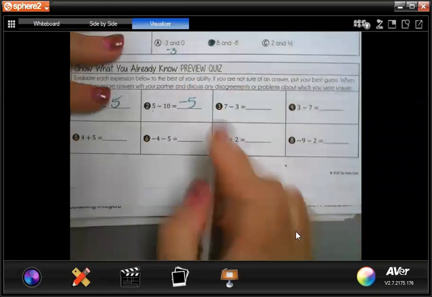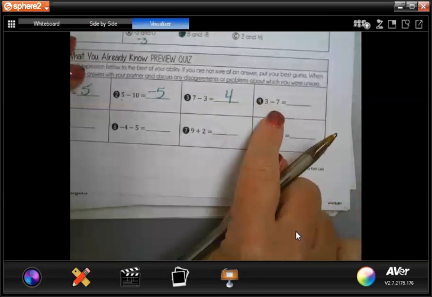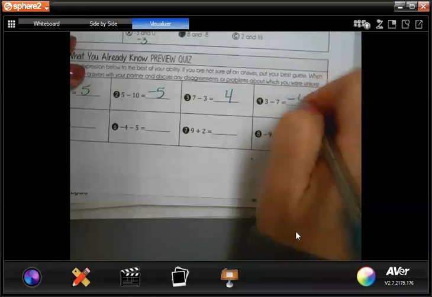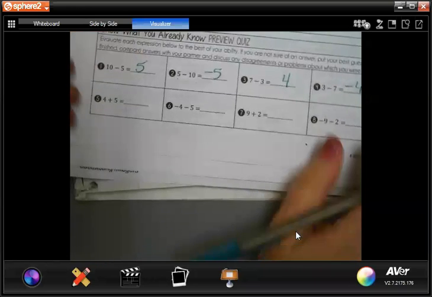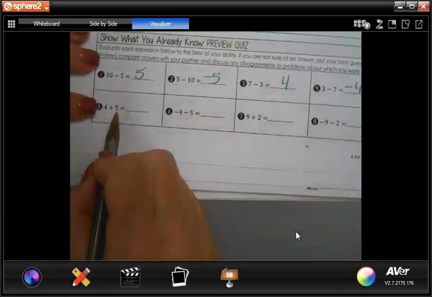Okay, 7 minus 3, no brainer, that's 4. What's 3 minus 7? That would be a -4. So do you guys kind of see what's happening here? Kind of interesting. Okay, 4 plus 5 is 9.